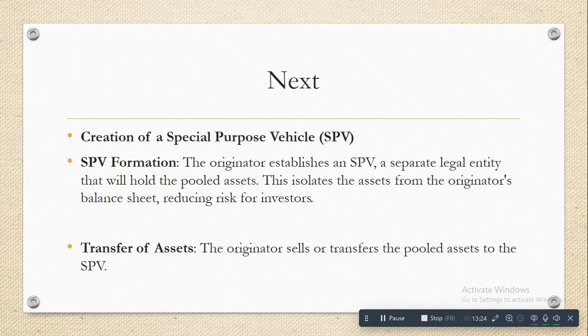Now the transfer of assets. The originator sells or transfers the pooled assets to the SPV. So once the SPV is created, the pool of assets, for example the mortgage loans, has been transferred or sold to the SPV.